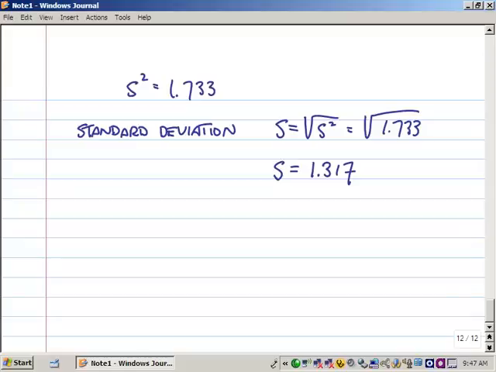Alright, so now we've covered the basic measures of central tendency, mean, median, and mode, and the basic measures of variation, the variance and the standard deviation.